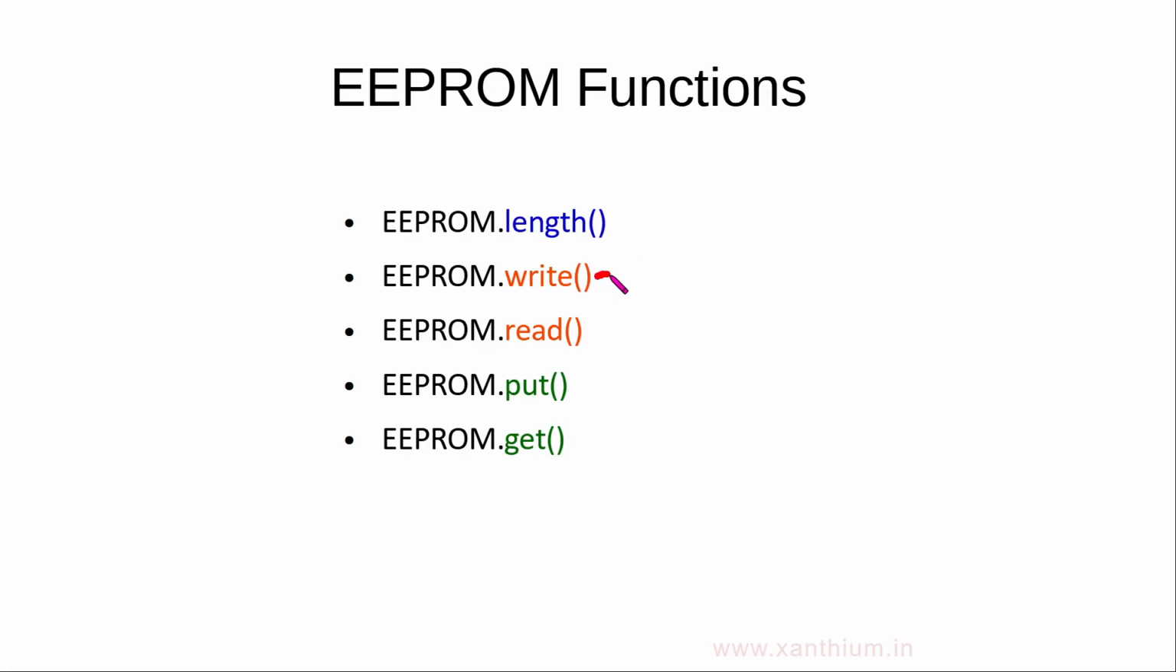Now write and read are functions that are used to read or write a byte into the EEPROM. Now let's say you want to store something that is bigger than a byte, like a float or a character string. You can use the put and get methods. I'll explain that in the later sections.